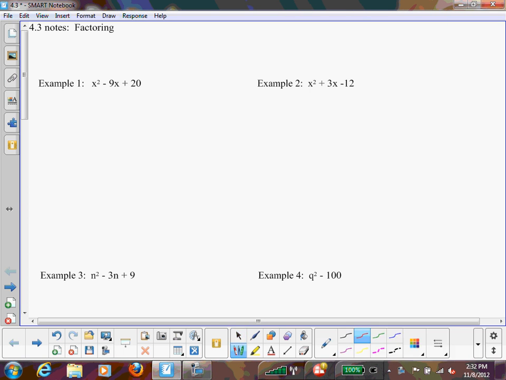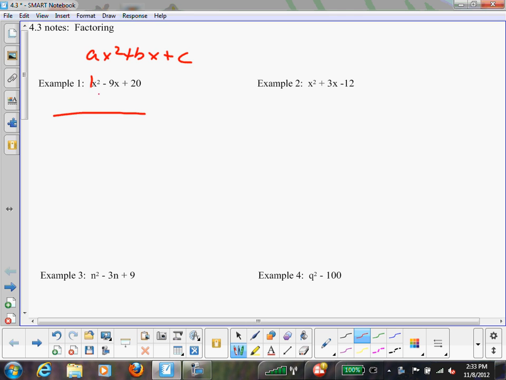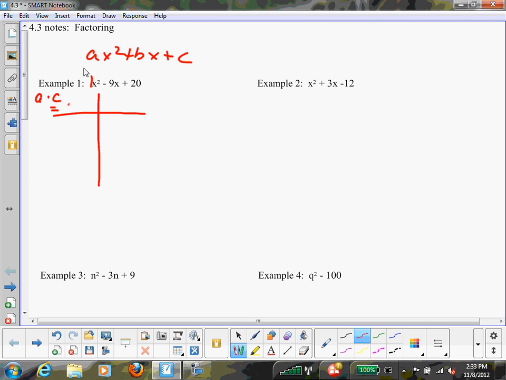Okay? The box method says figure out what a times c is. Well, a times c is what? Remember, this goes ax squared plus bx plus c. Okay? I got nothing from you guys, so I knew something was wrong. All right. So a times c equals 20. That's what we're looking at.